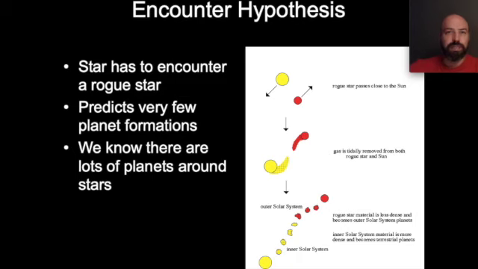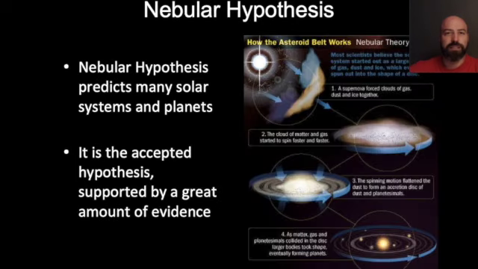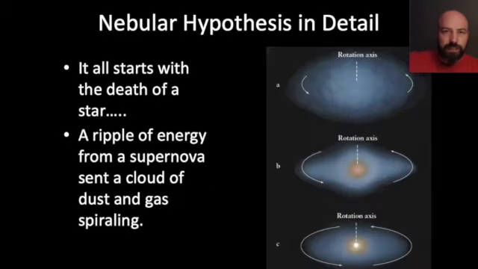So, moving to our more accepted theory, this is the nebular hypothesis. This is generally the most accepted hypothesis of the formation of the solar system. This is one where there is a star that dies and goes into a supernova, spewing gas and dust and particles all over the place, and also creating a spinning effect. So the dust and gas start spiraling around in one direction.